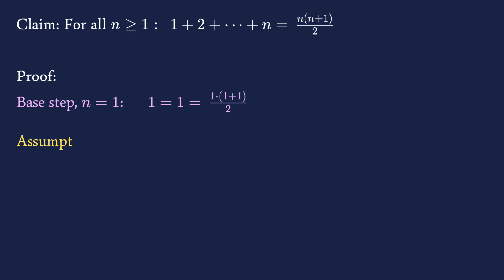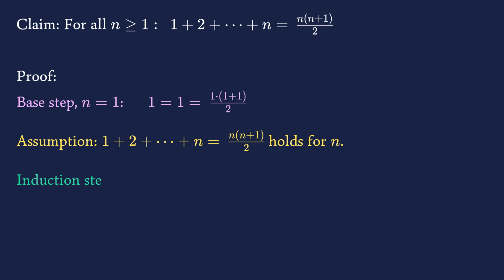Next is the so-called induction assumption. We assume that we already have proven our statement for a certain number n. Then comes the induction step. If we know that the statement holds for n, we want to argue that it also holds for n plus 1. Note that this is written the other way around of how we motivated it at the start of the video.